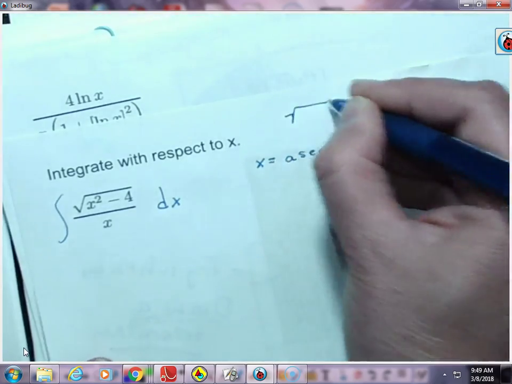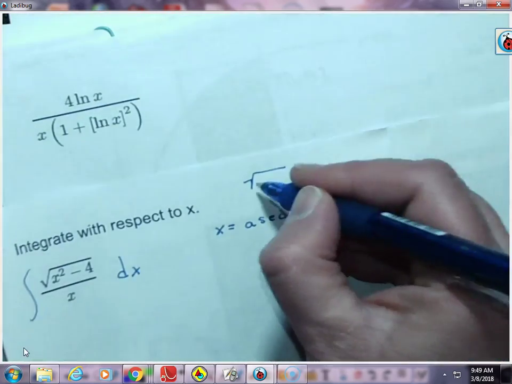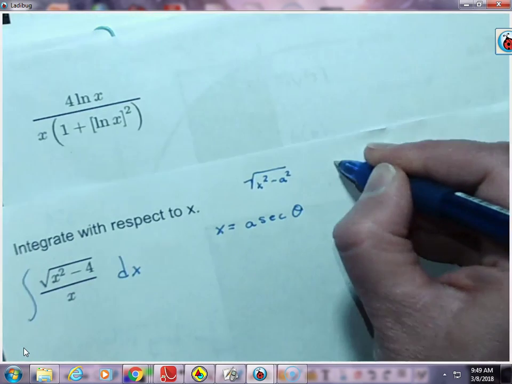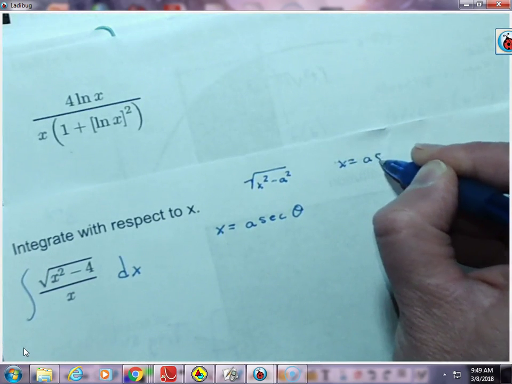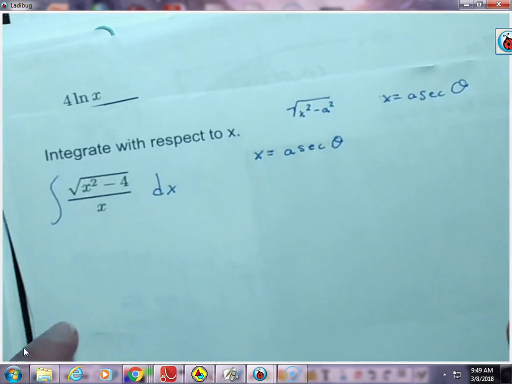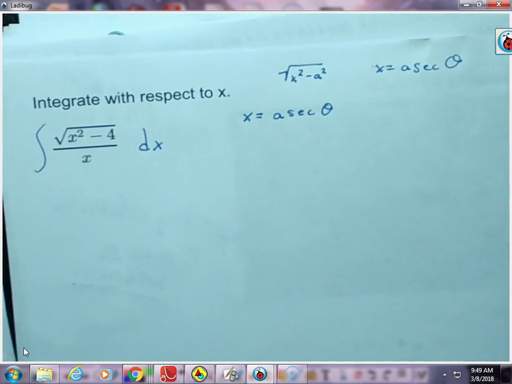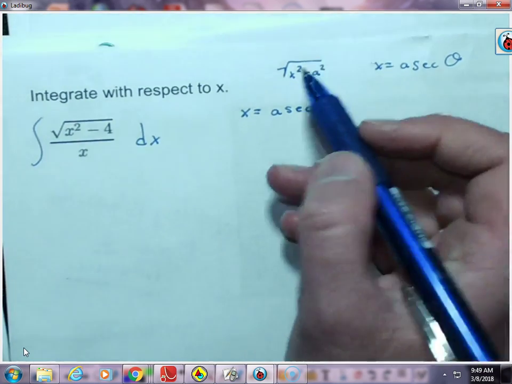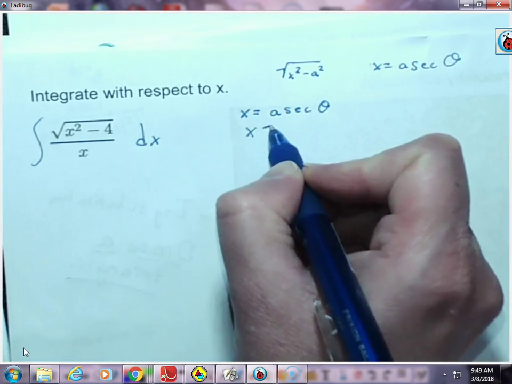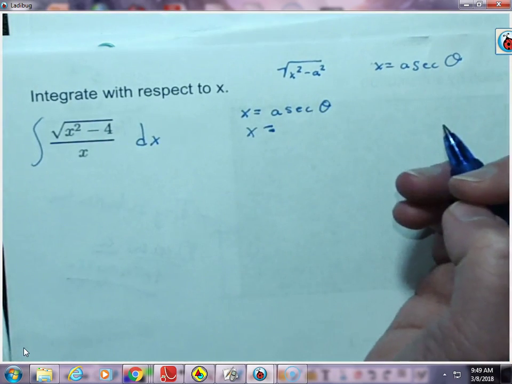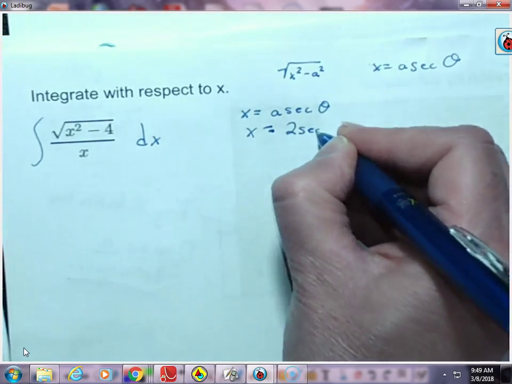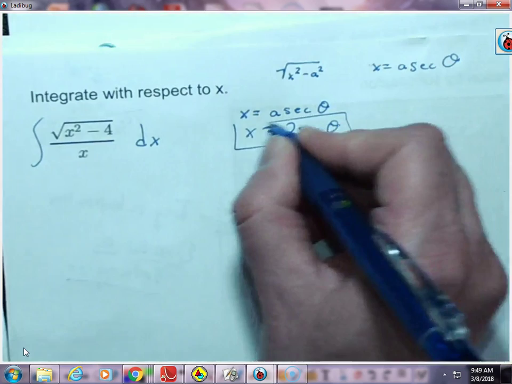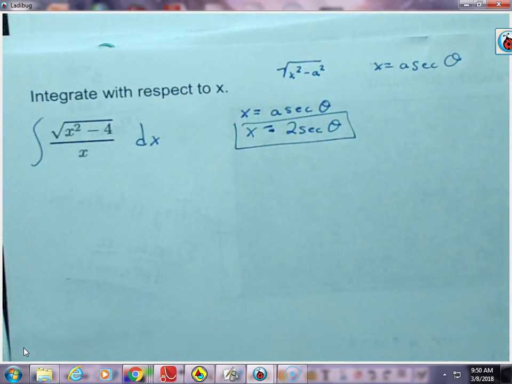Let me just write that. If it was like this, then they said the substitution would be this. And again, that means I'm going to tell you, and actually IB is going to tell you what the substitution is when you get there. So for me, it'd be x equals, what would my A be? A 2. So this substitution would be given to you. They would say, use the substitution x equals 2 secant theta and integrate with respect to x. So that would be given.